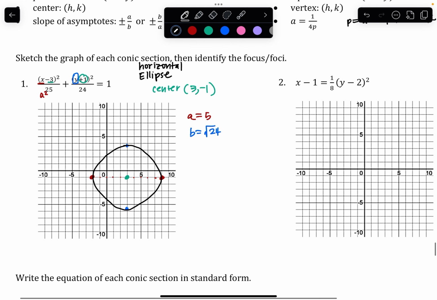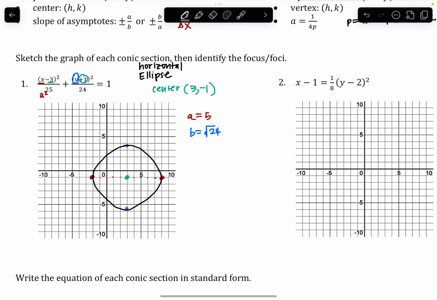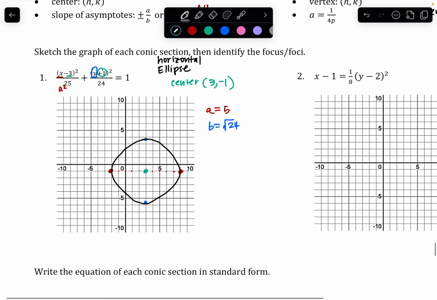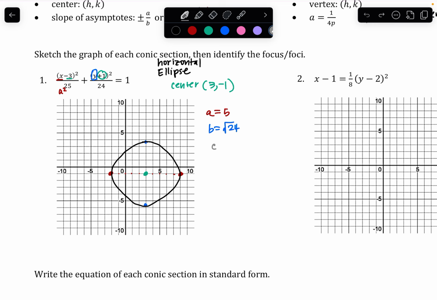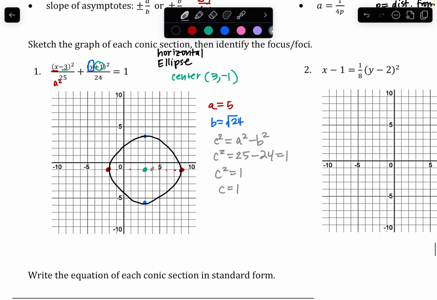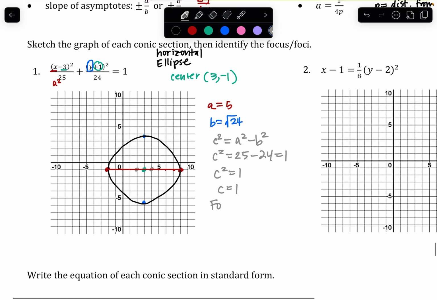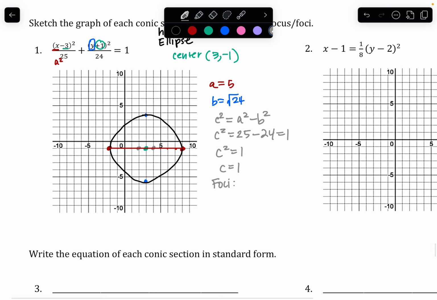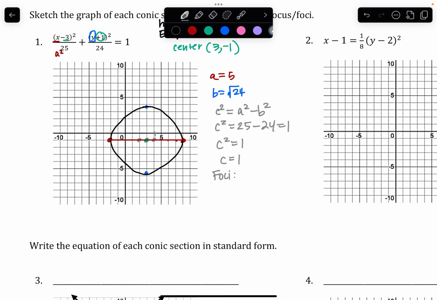Okay, and so it says to identify the foci, and so we'll come back to that in a second because that requires, actually let's go ahead and do it. The c value is what gives us the foci, and for ellipses, the equation is a squared minus b squared is c squared. So in this case, c squared equals 25 minus, and then square root of 24 squared is 24, so 1. So c squared is 1, which means c is 1. And so we're going to go 1 to each side of the center along the major axis. The major axis is from vertex to vertex. And so our foci are really close to the center, which the closer you are to the center, the more circular this looks. And so one focus is 4, -1, the other is 2, -1.